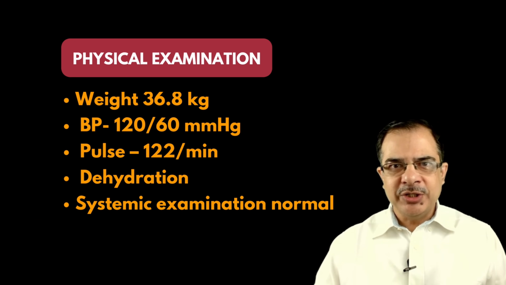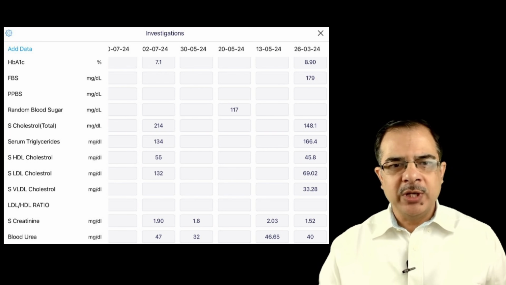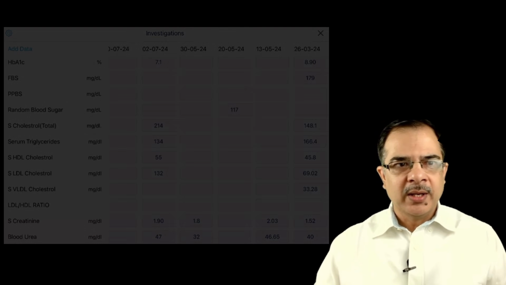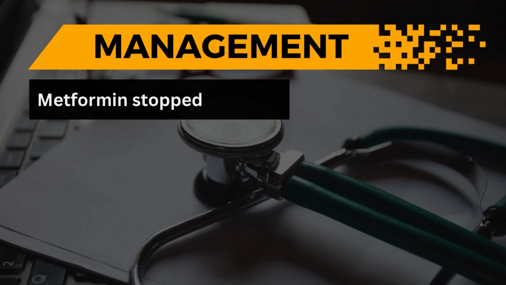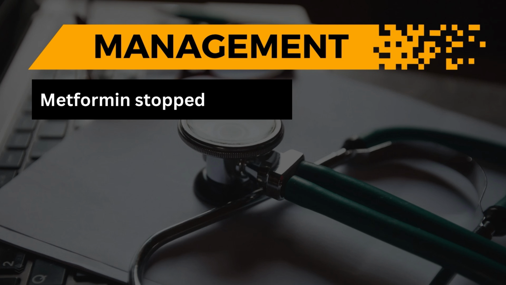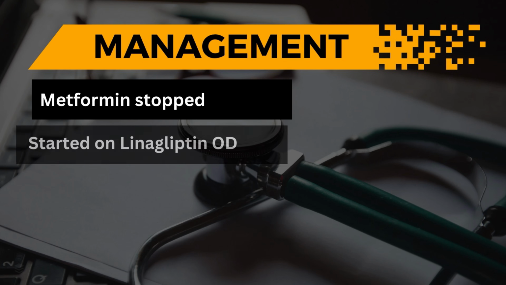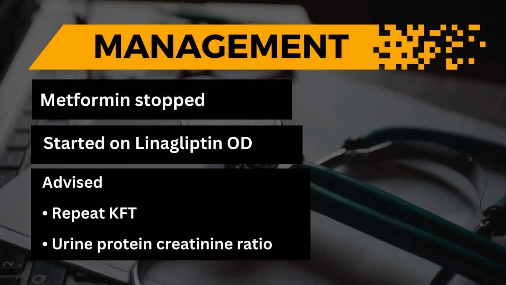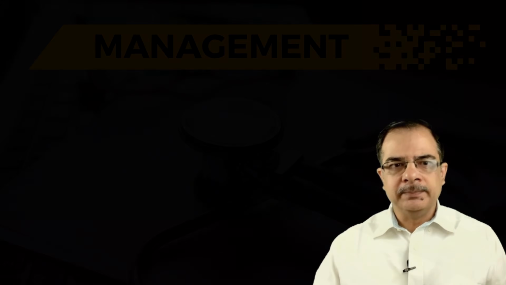When we did the investigations, she presented to us in mid May, and the creatinine value, as you can see here, was 2.03, and HbA1c was 8.9. Uncontrolled sugars with high creatinine level. In the management, we immediately stopped metformin because she was taking 500 milligram twice a day with a creatinine of 2, so it has to be stopped. And we started the medicine linagliptin, which is safe in renal failure, and we advised a repeat kidney function test and urine protein creatinine ratio in view of a possible diabetic nephropathy.